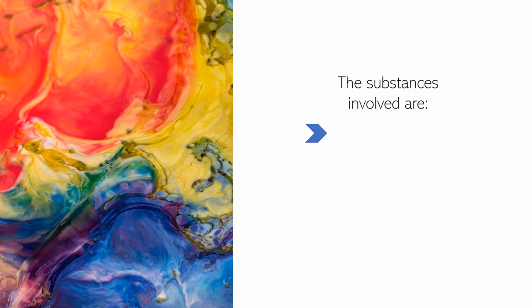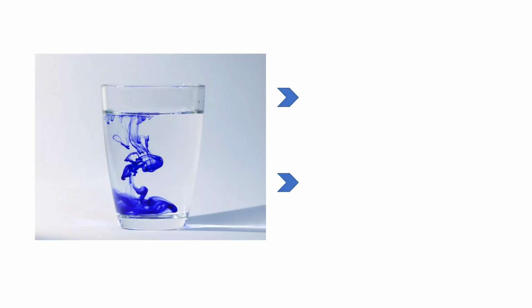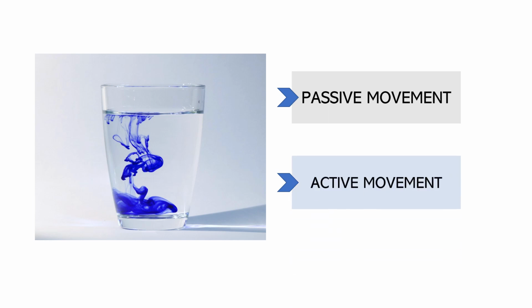Lastly are the substances involved. The substances involved are atoms, particles, molecules, and ions. Substances move by passive movement or by active movement. Let us discuss and understand each movement.